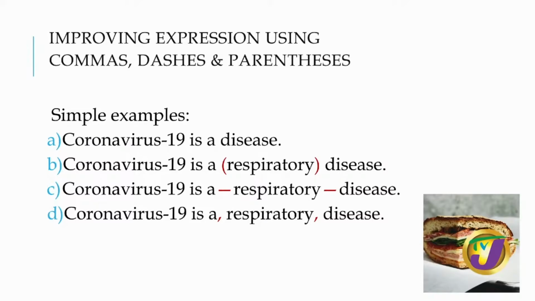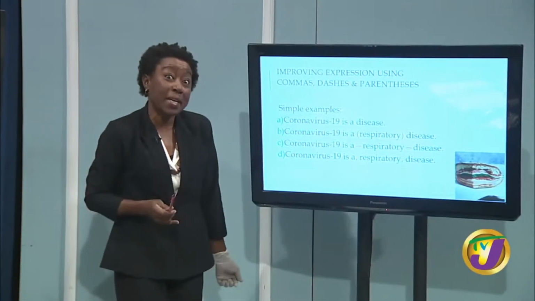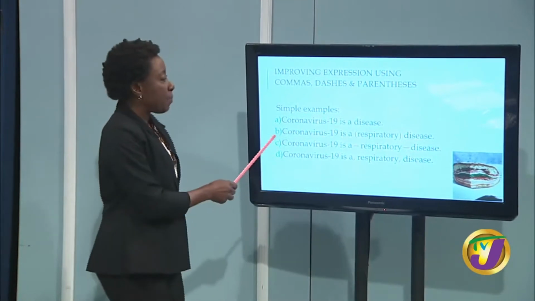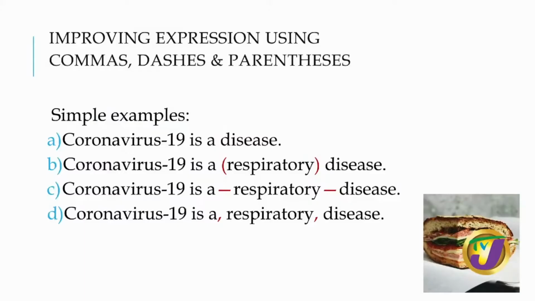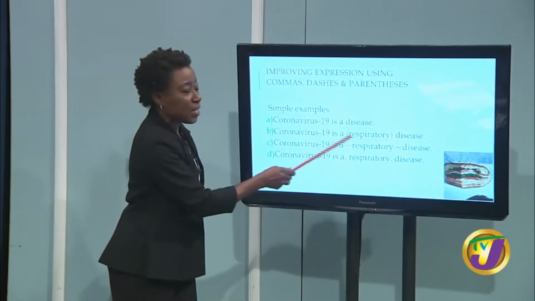But then I want to add a parenthesis, an additional thought to clarify or improve what I said to you about the coronavirus 19. So at B, I say, coronavirus 19 is a (respiratory) disease. You see that? I have added greater information to the thought. And I mark the thought off with parentheses.